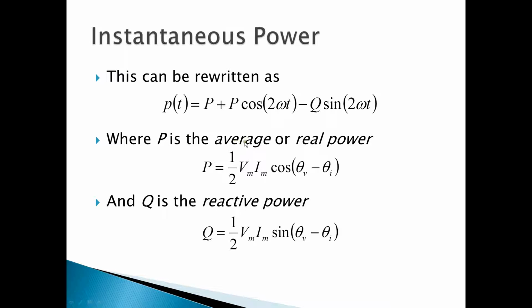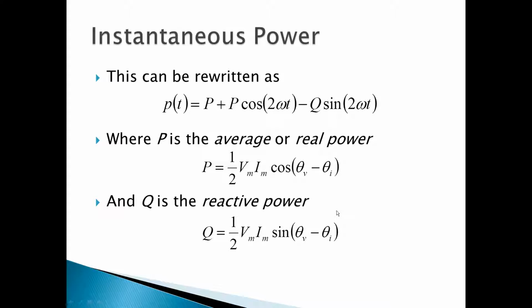P is defined as the average power or the real power, and the average power or the real power is given by the product of the peak voltage and the peak current multiplied by 1/2, and also multiplied by the cosine of the angle, the phase angle difference between the voltage and the current. And we call Q the reactive power, which looks very similar, except it is going to be the sine of the phase angle difference between the current and the voltage through the element.